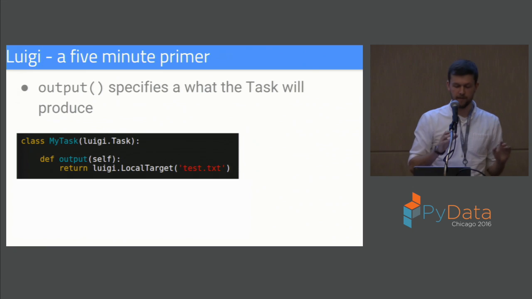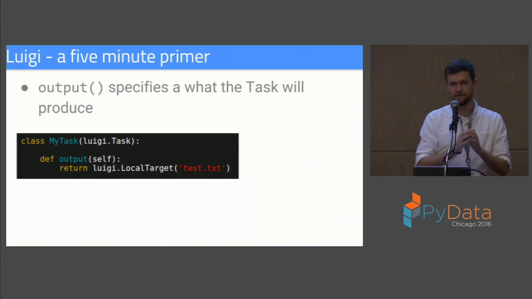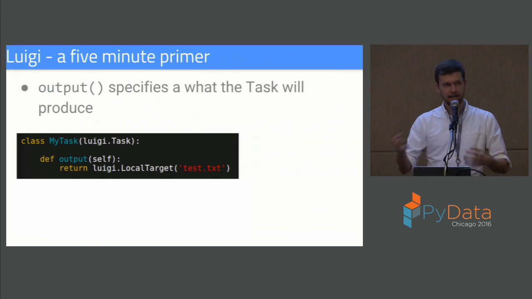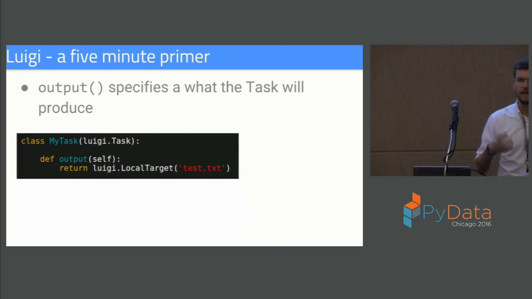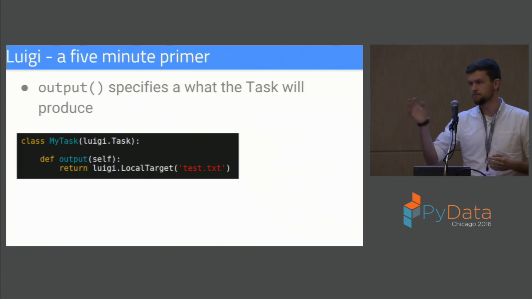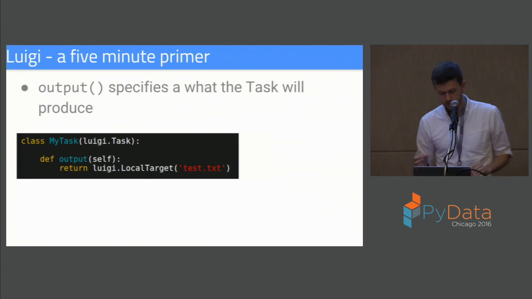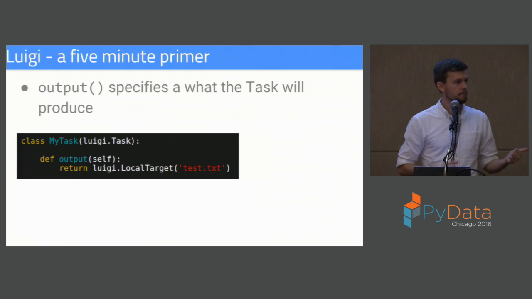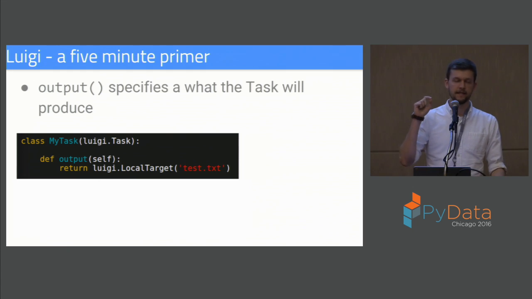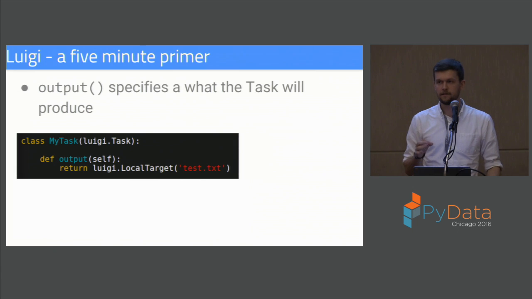Output is the next of these 3 methods. That just says, what is this task going to spit out? So that's your text file. In my case, this will be the result of an API call where I get down some JSON or some XML or something. But it also serves a second role, which is the existence of an output is how Luigi tells if a task is done or not.